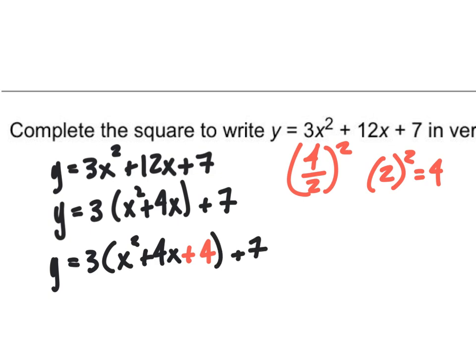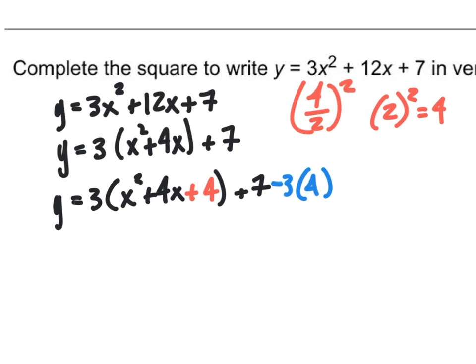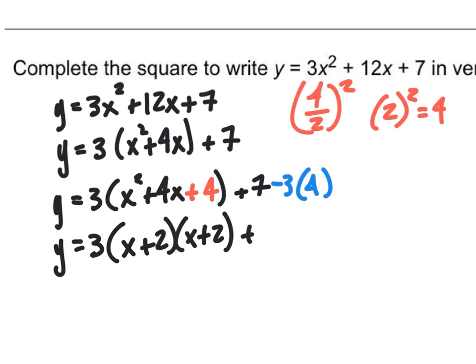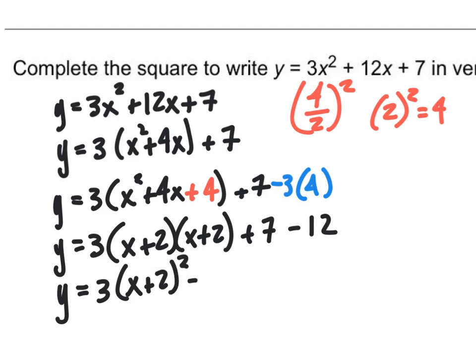Then I want to think about how I would keep this balanced. You have this factor of 3 out here, so what you have to do is subtract 3 times 4. Let's clean this up a little bit. This is going to give me y equal to 3 times (x plus 2) times (x plus 2) after I factor that, and then plus 7 and then minus 12. So you get y equal to 3 times (x plus 2) quantity squared, and then minus 5. And that's the value that we're looking for.